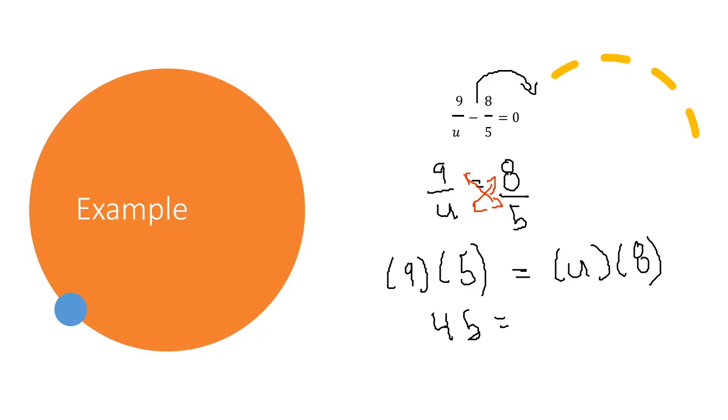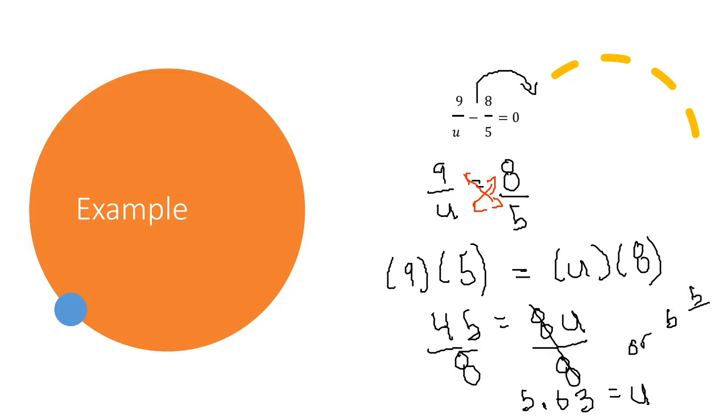And now the question is, am I done? I'm not done, right? So my next step is to get rid of that 8. I'm going to divide this side by 8 and this side by 8. So 45 divided by 8 is going to give you 5.625 is equal to u, or it will give you a mixed fraction, which is 5 5/8. Or you might just keep it as 45 over 8. That's correct too. All three of those are correct.